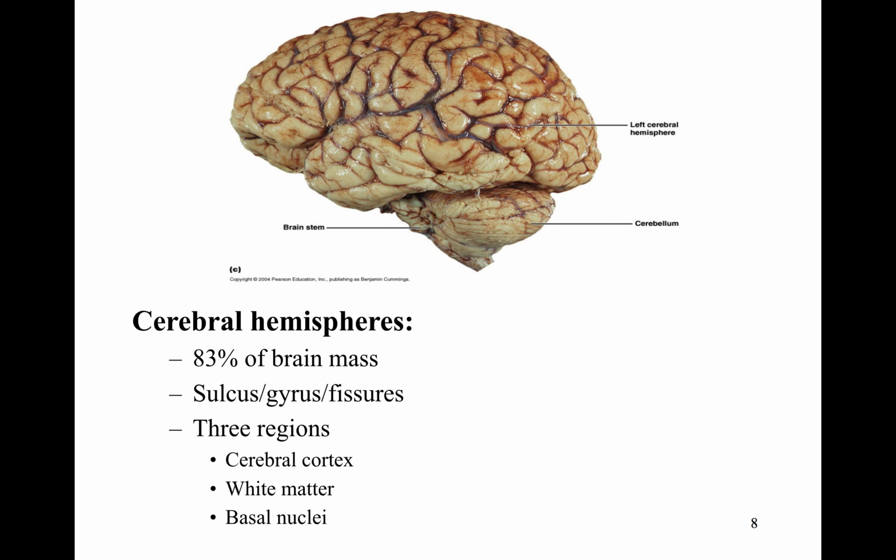So if we look at our cerebral hemispheres on the inside, they are divided into three regions: that outer ring of gray matter, known as the cerebral cortex, the internal white matter, and those islands of gray matter called basal nuclei.